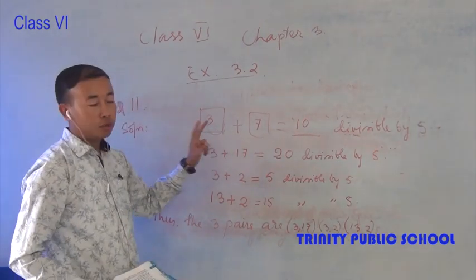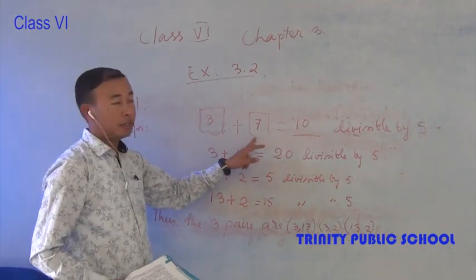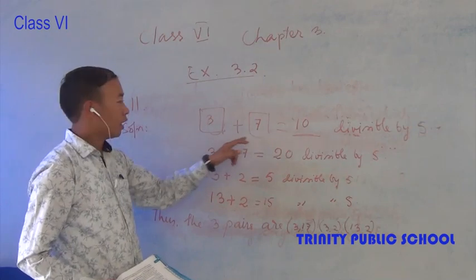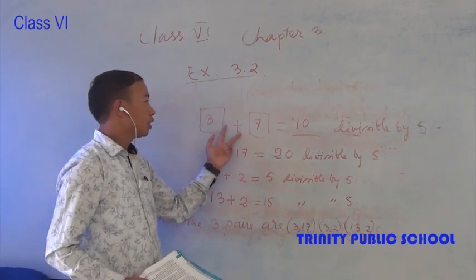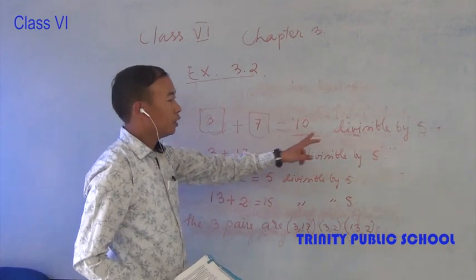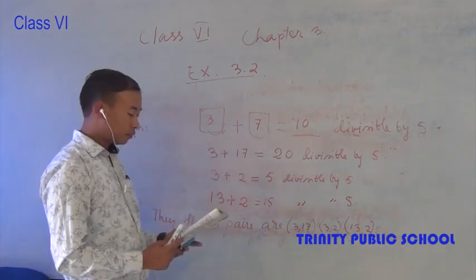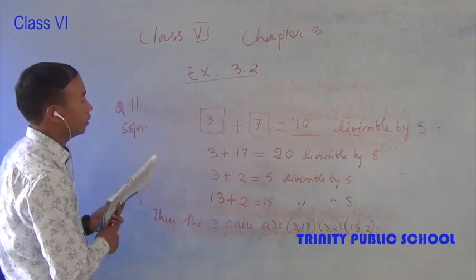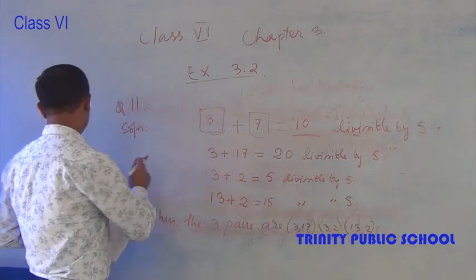We have to choose two prime numbers less than 20. And how to choose? The sum of the two numbers must be divisible by 5. You can try any prime numbers.